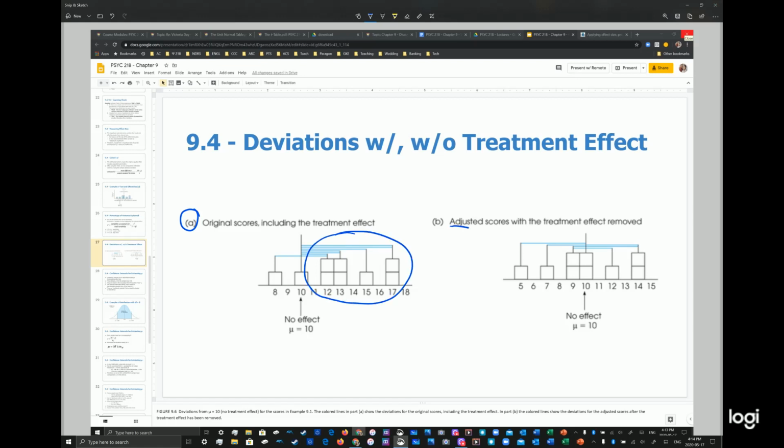Now here, the adjusted scores show what it would look like if you were to account for a treatment effect and remove it. If the experiment was done again with the same sample but no treatment, then you might see something that is more spread out, accounting for individual differences without the treatment effect. So you see scores are going to be around the mean instead of clustered in one direction.